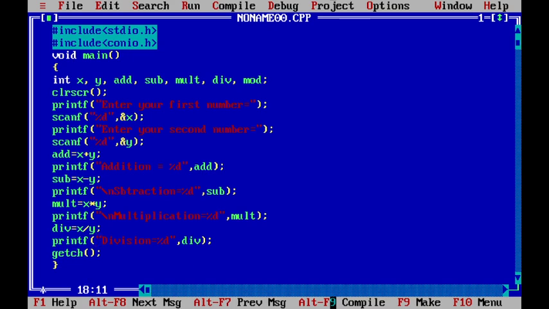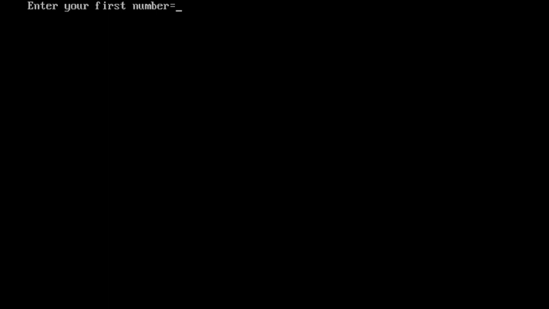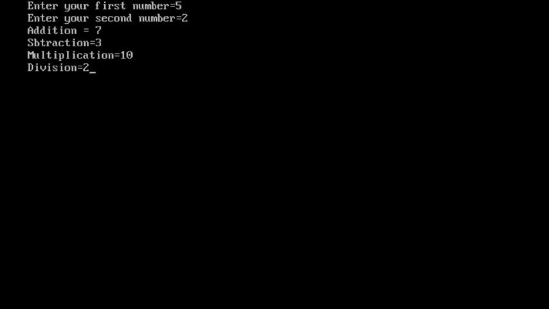We want to use a new line, so say here 5 and 2. If we divide 5 by 2, then division is 2. Instead of 2.5 it is 2. Why? Because x and y are integers.